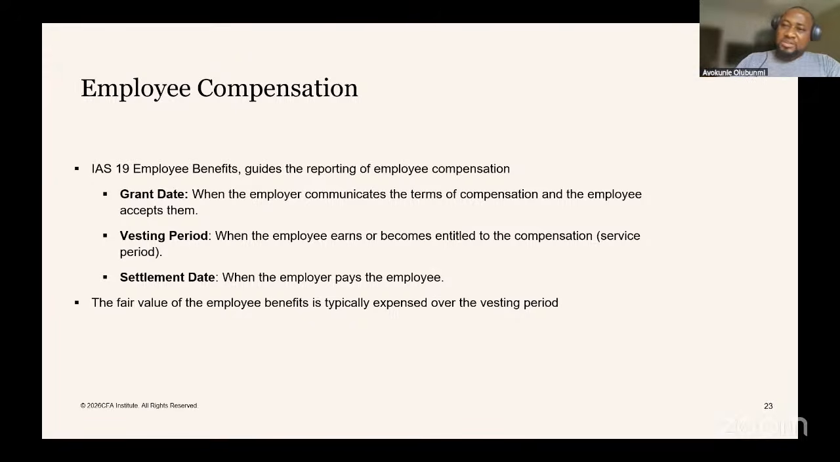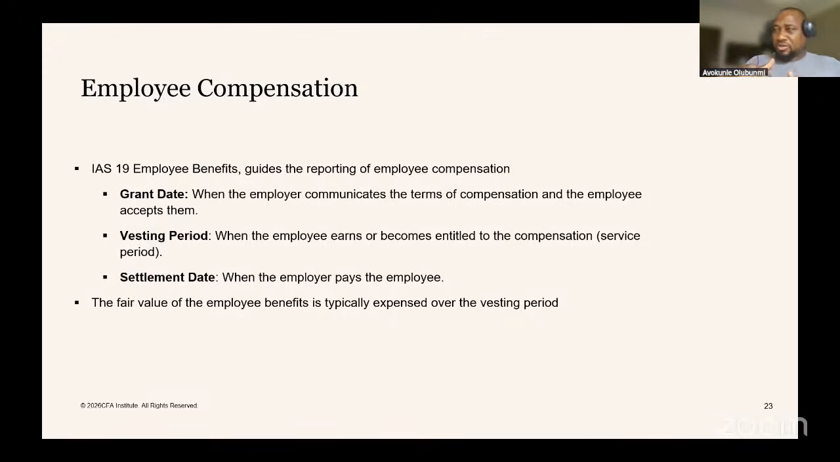The vesting period is the period in which the employee earns, quote and unquote, right, qualifies for that particular compensation. So, for instance, assuming that you have a share-based compensation that says that you must work for 3 years to be eligible to get those shares. So that 3 years is your what? Is the vesting period. And typically what we do is that, look, since you are working over that vesting period to earn it, we spread that compensation over the what?